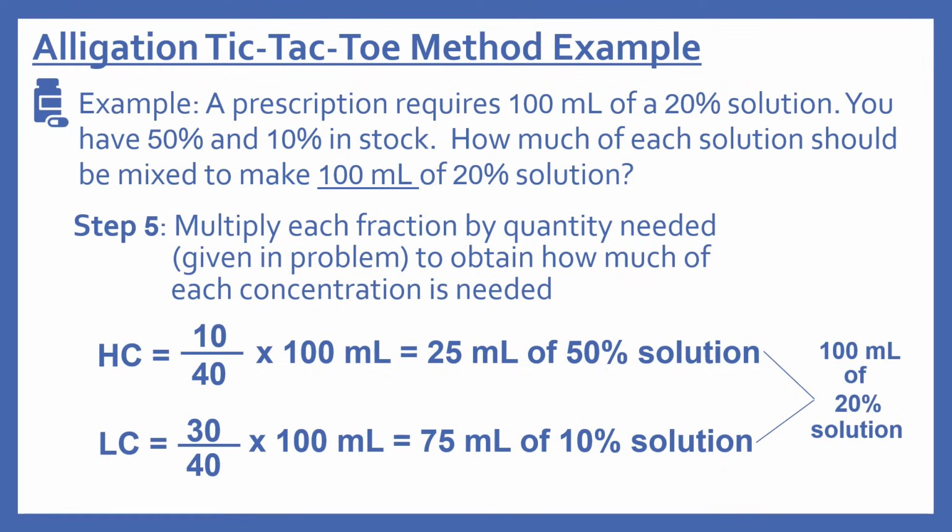And you can see we got the same exact answer, just a little bit different methods of doing it. But you can see you add the 25 milliliters and the 75 milliliters, and that gives us 100 milliliters total. And that will, of 25 milliliters of the 50% solution plus 75 milliliters of the 10% solution, that will give us 100 milliliters of 20% solution.